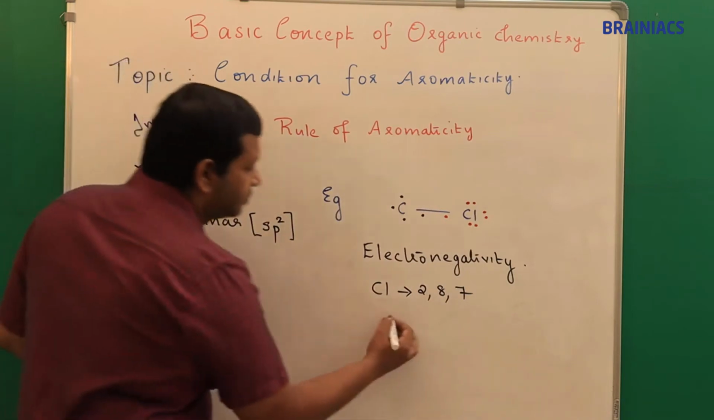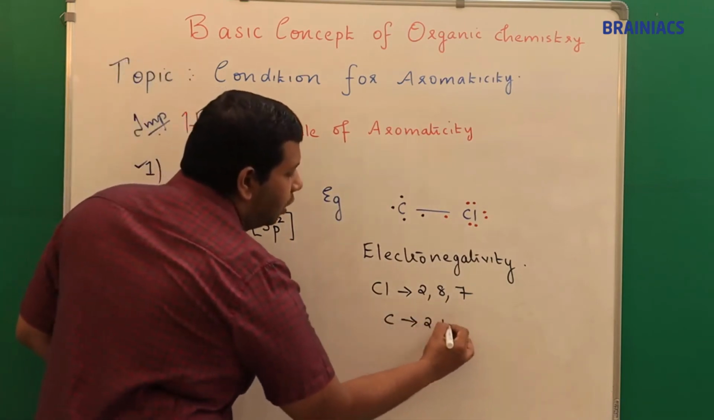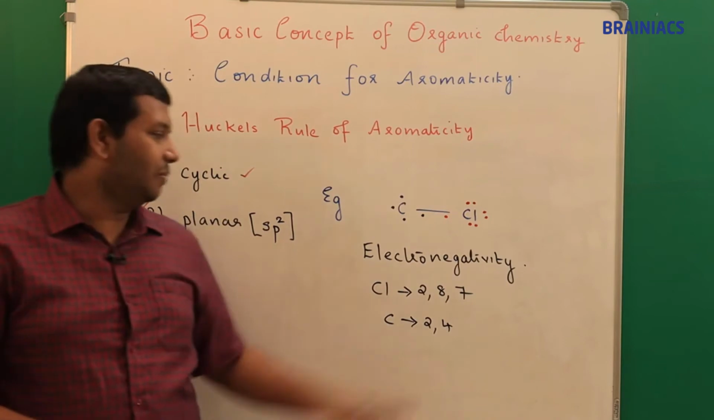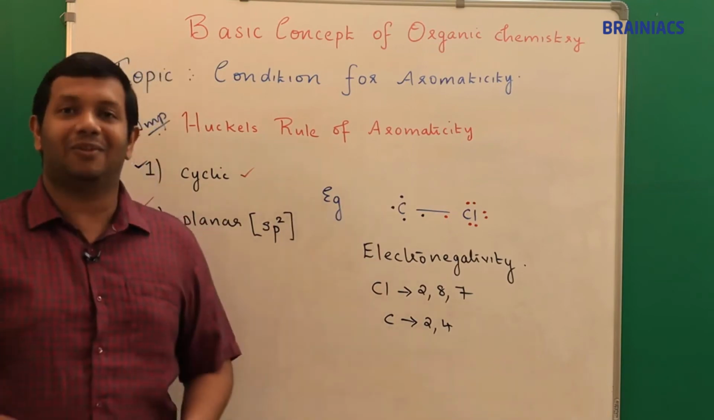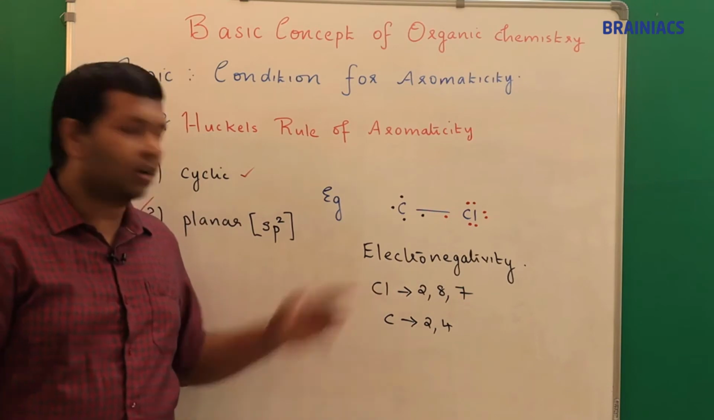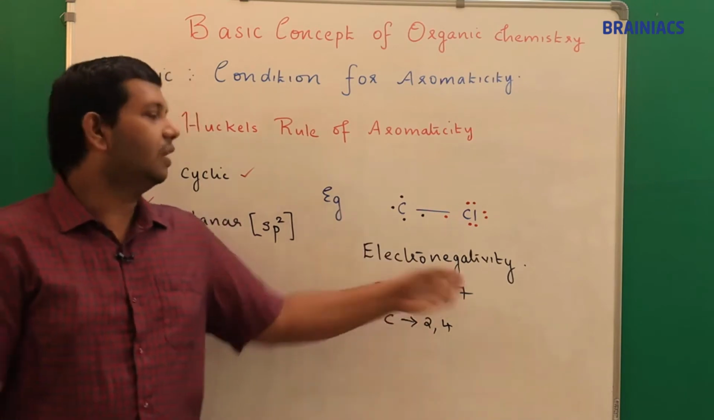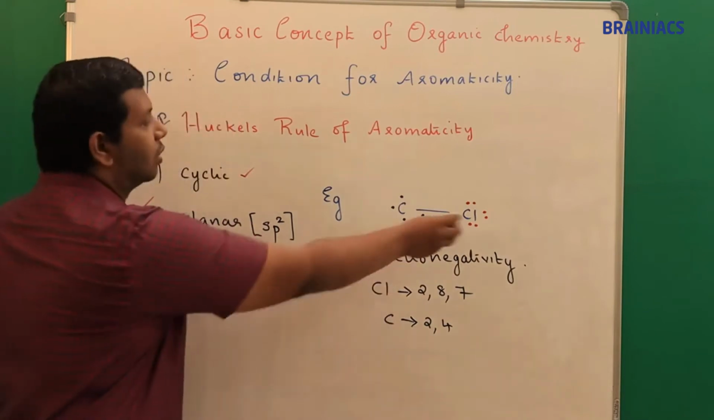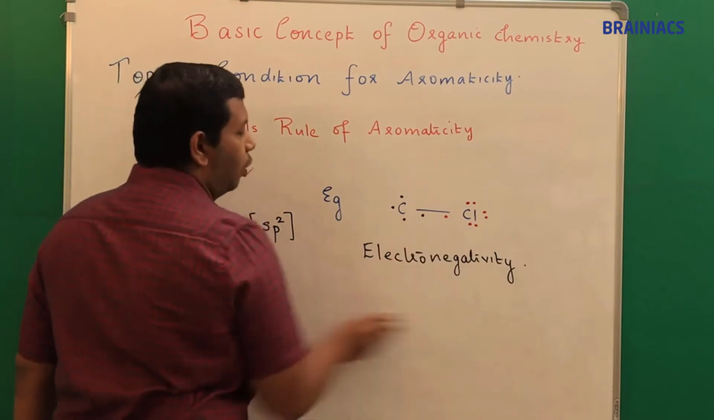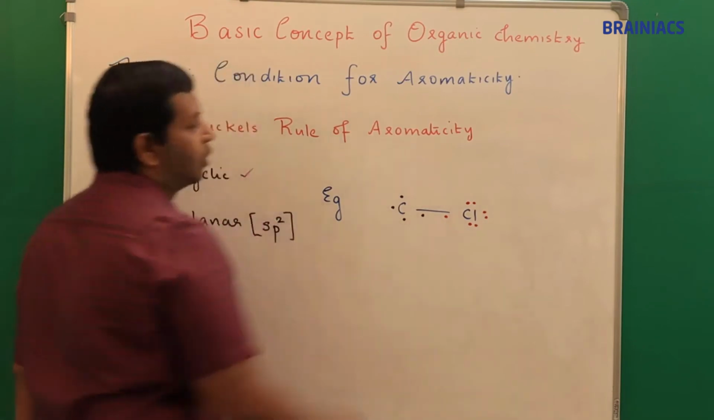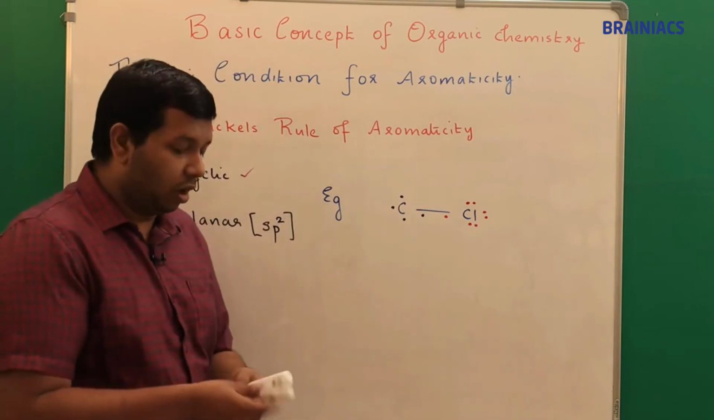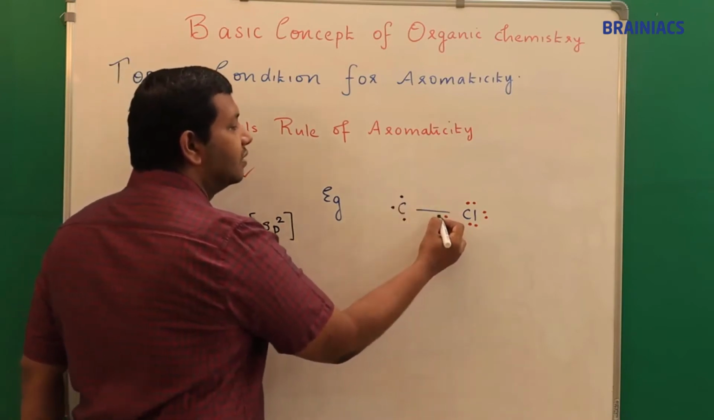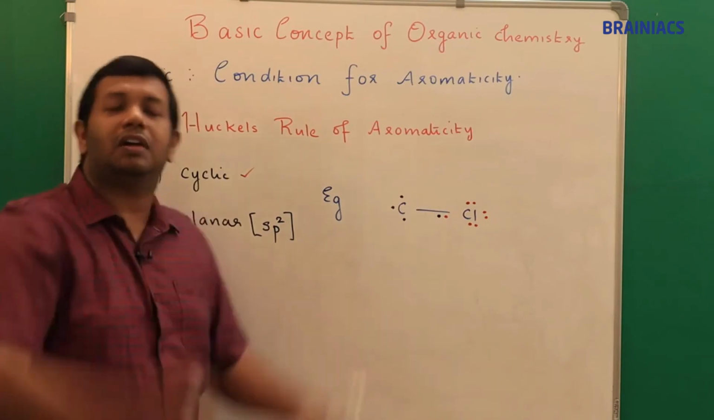Now take carbon. What is the configuration? 2, 4. Now tell me, for carbon, what is the tendency? To lose 4 electrons or gain 4 electrons? You know that carbon has a tendency to share the electrons. Correct? So who is more electronegative here, chlorine or carbon? I can clearly say chlorine is more electronegative than carbon. So here tell me, with whom has the carbon formed a bond? It has formed a bond with chlorine, and I know that chlorine is more electronegative. If chlorine is more electronegative, what will this do? Chlorine will attract this electron towards its side because it is trying to become stable.